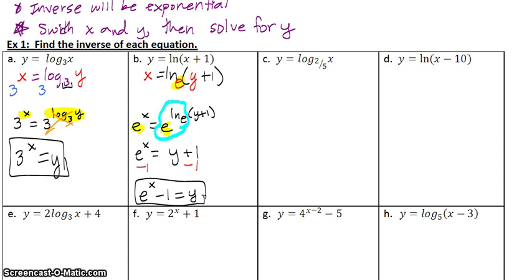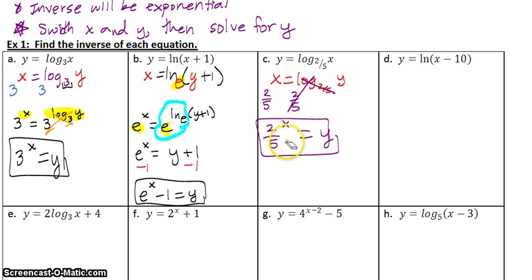Alright, I'm going to go slightly faster now, and if you understood those, you could skip ahead to part E because C and D are just repeats. Alright, so here I go, a little bit faster. Step 1, switch x and y. Step 2, I'm trying to get rid of my log. This time I have a base of 2/5. I'm going to take both sides as exponents of 2/5. So my final answer is 2/5 to the x power equals y for part C.